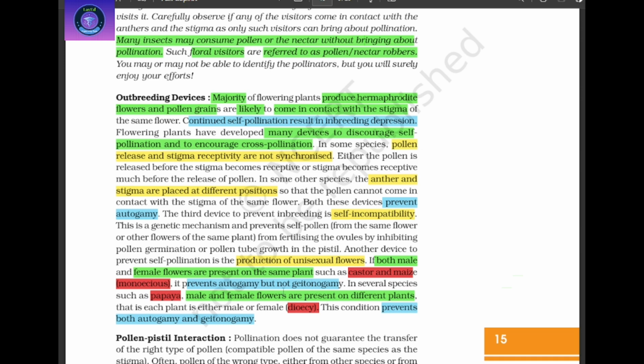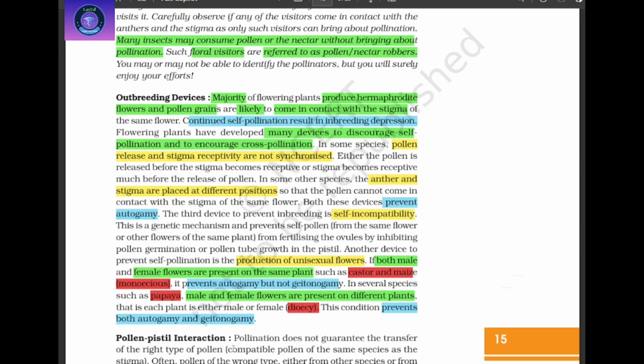Okay, I am reading it out here. What is given? It prevents autogamy. Female flowers are present on the same plant. If both male and female flowers are present on the same plant, such as castor and maize, it becomes monoecious. It prevents autogamy but not geitonogamy. In several species like papaya, male and female flowers are present on different plants. That is, each plant is either male or female, dioecious. This condition prevents both autogamy and geitonogamy.